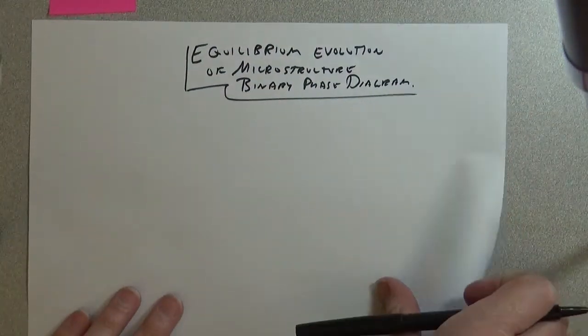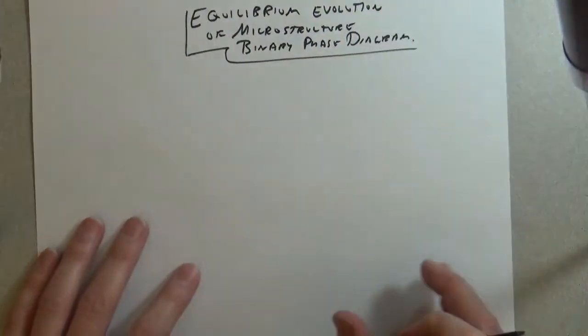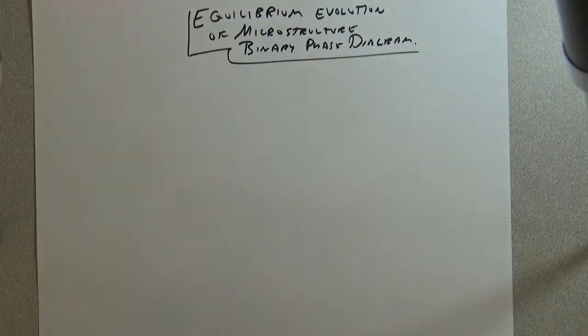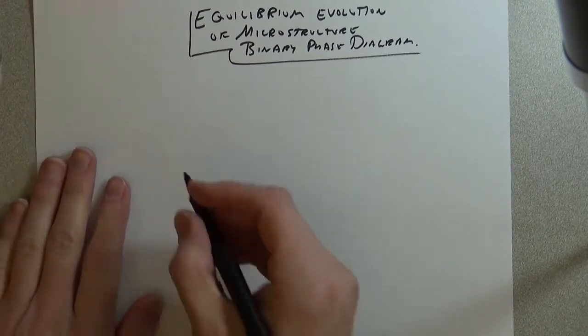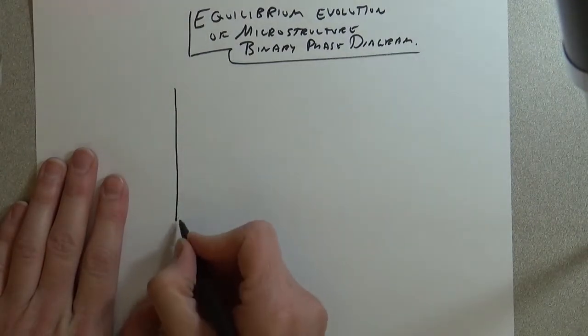We can talk about the binary phase diagram, or we can talk about even more advanced ones, but for the sake of this class and actually having a lecture which fits into this time period, we're going to just talk about the binary. So let's draw kind of a rough binary phase diagram.